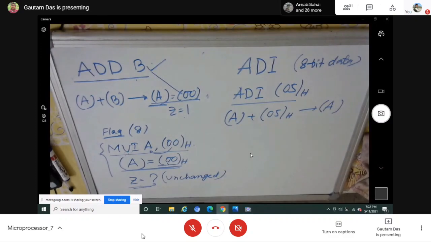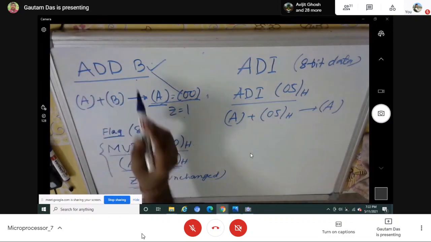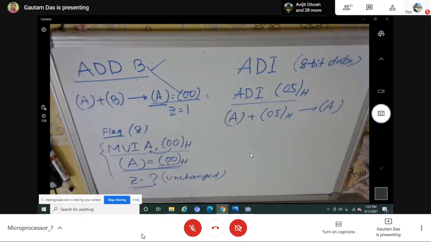So ADD B means using this instruction you can add the content of two registers. But since there is an immediate instruction for addition available, using which you can directly add 8-bit data with the content of the accumulator, that is ADI. Its meaning is add immediate. Okay. And anybody can write this instruction also, ADD M.